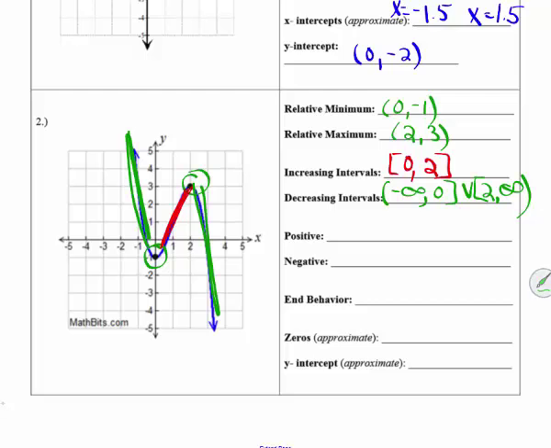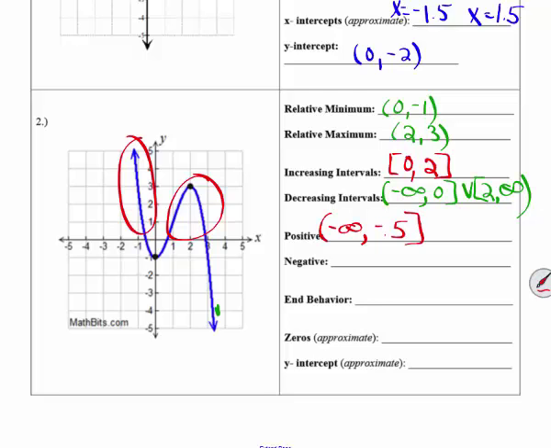Where is it positive? Positive means that it's going to be above the x-axis. So it's positive here and here. And remember, we're always looking at our x values. So it's positive from -infinity to, that's about -0.5. And it's positive from about 0.5. Oops, wrong bracket, sorry. From about 0.5 to 3.